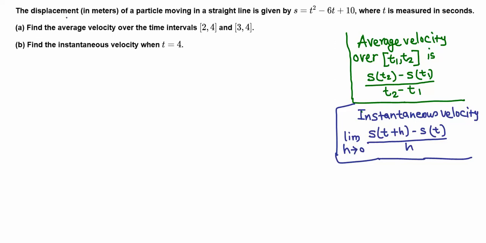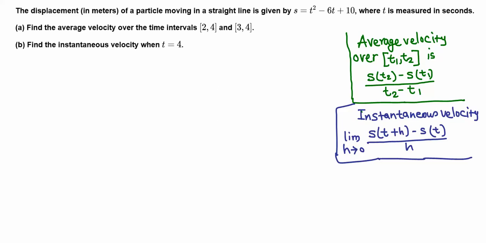The displacement of a particle moving in a straight line is given by this formula. Displacement is t square minus 6t plus 10, where t is measured in seconds. In part A, we need to find the average velocity over the time intervals 2, 4 and 3, 4. So there are two average velocities over these two time intervals, and find the instantaneous velocity when t equals 4. Okay, and we need to find the instantaneous velocity as well.